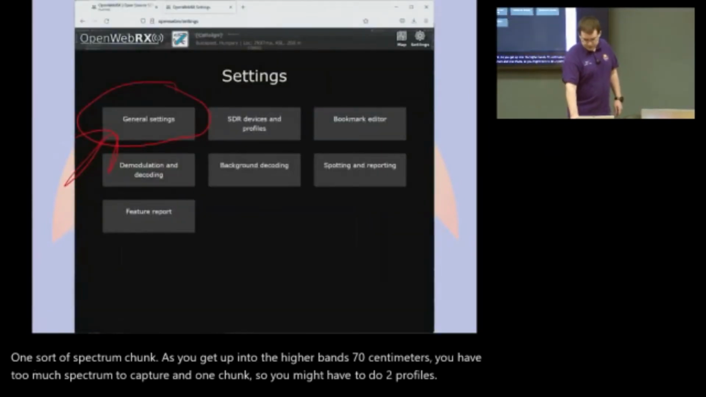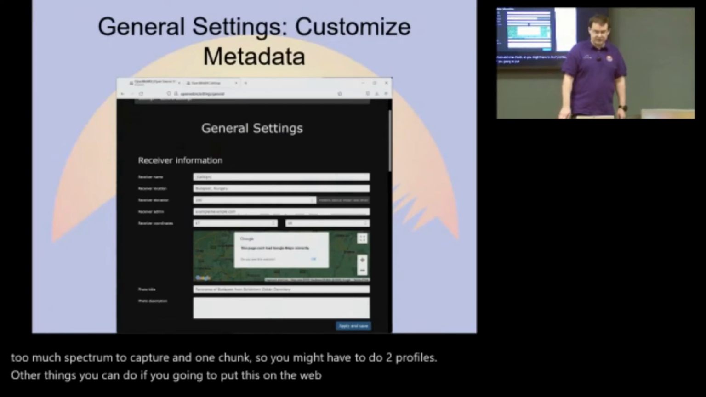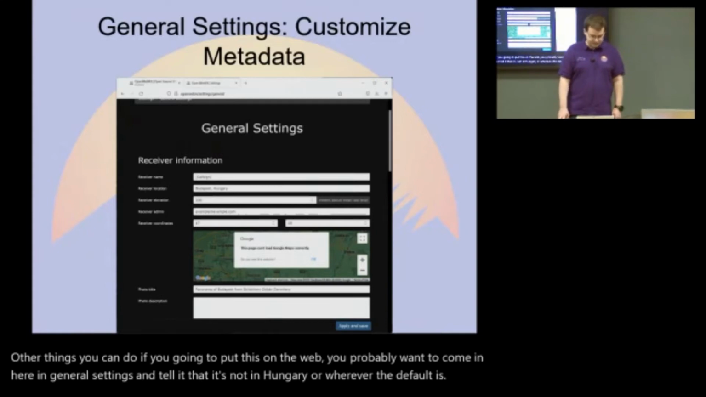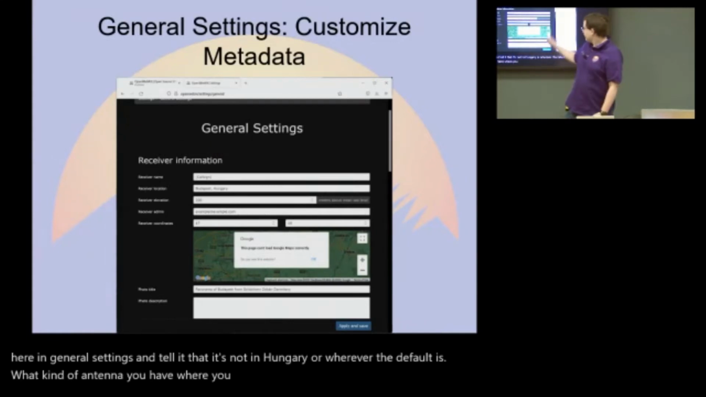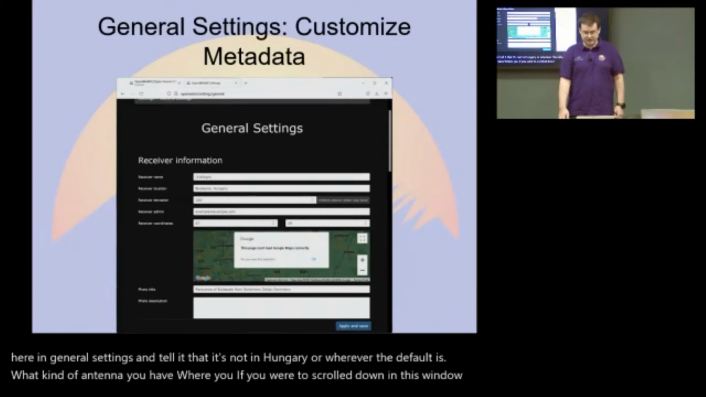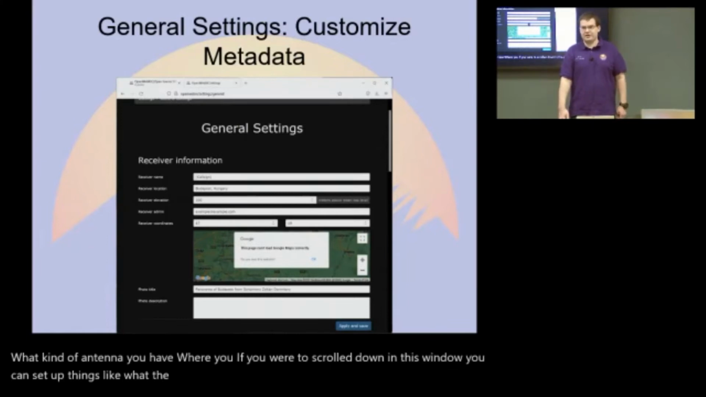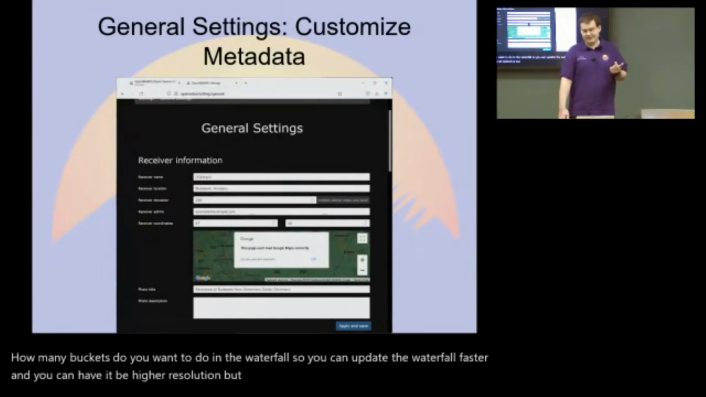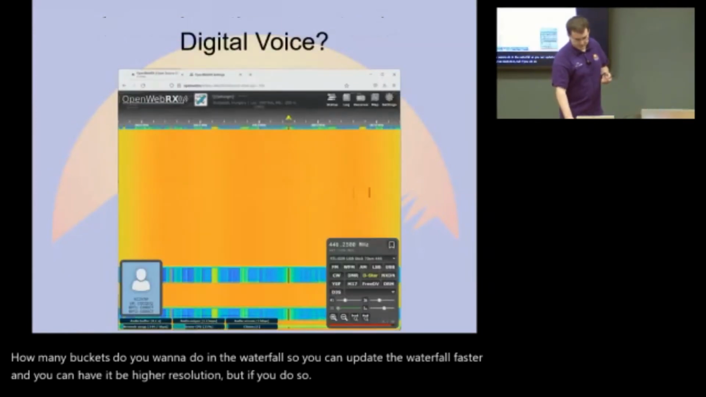Other things you can do, if you're going to put this on the web, you probably want to come in here in general settings and tell it that it's not in Hungary or whatever the default is. What kind of antenna you have, where you are. If you were to scroll down in this window, you can set up things like what the colors should be on the waterfall, how many buckets you want to do in the waterfall. So you can update the waterfall faster and you can have it be higher resolution. But if you do so, more CPU time.